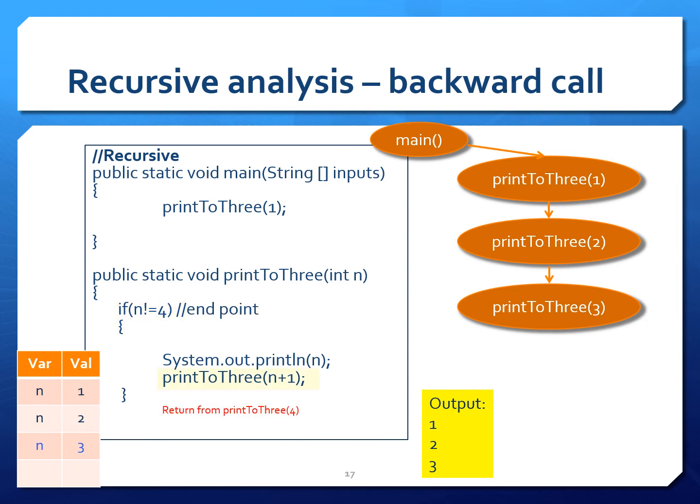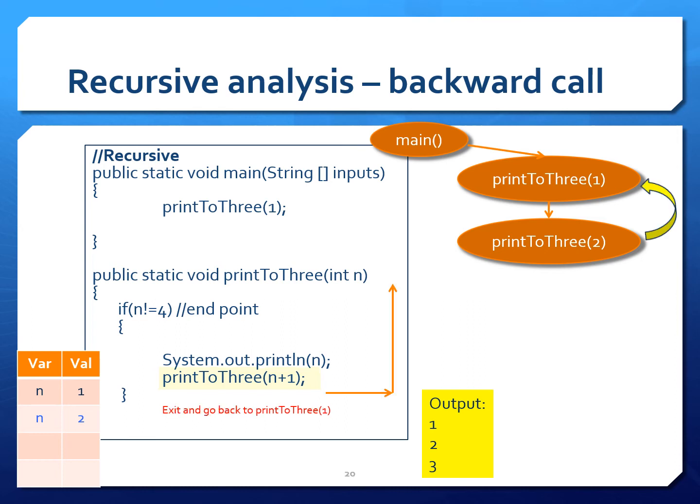So now, it just returned from print to 3 with input 4, and we are back to the method print to 3 with input 3. From here, it goes back to the previous method, which is print to 3 with input 2. Now, it just returned from print to 3 with input 3, and it is in the method print to 3 with input 2. From here, it goes back to the previous method, which is print to 3 with input 1.